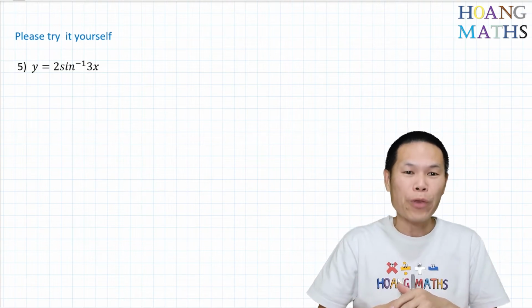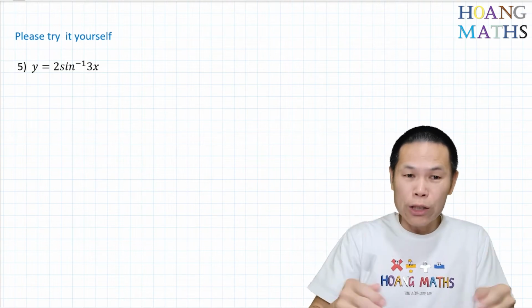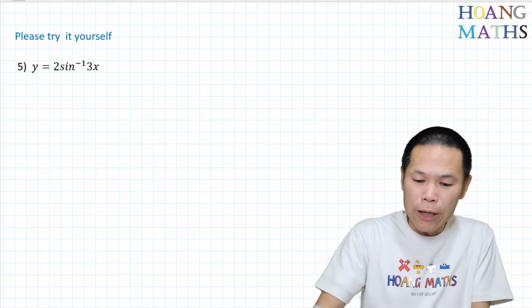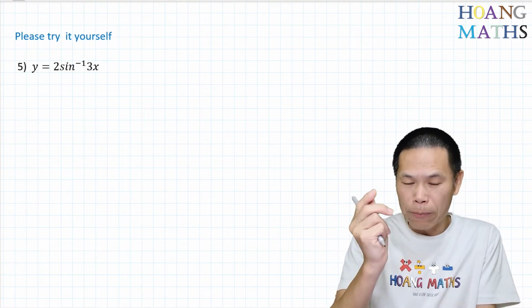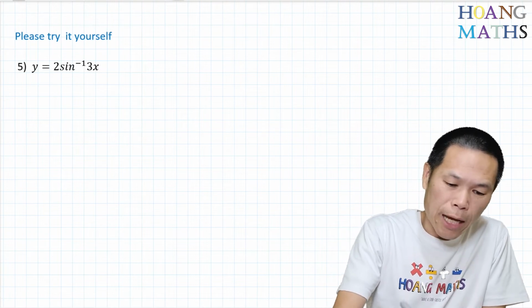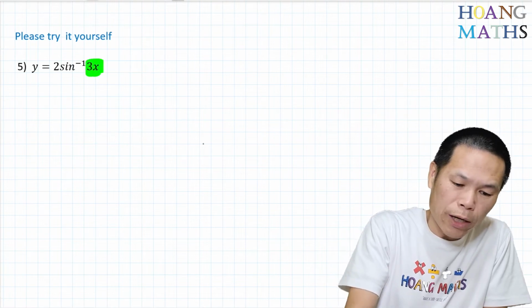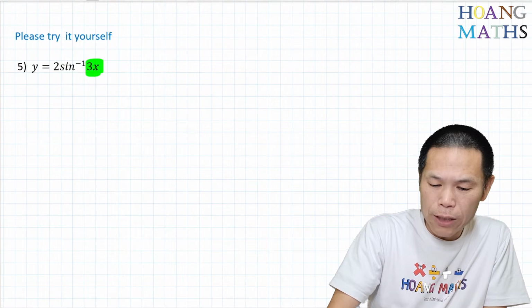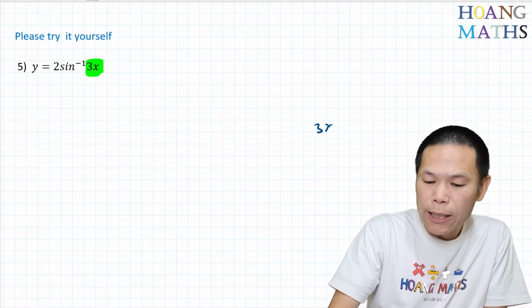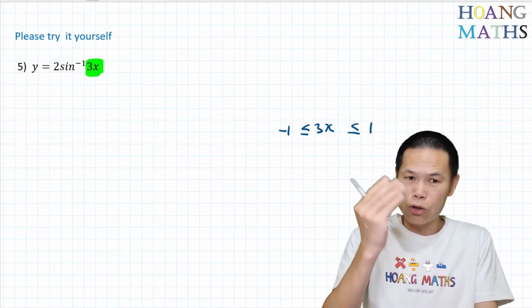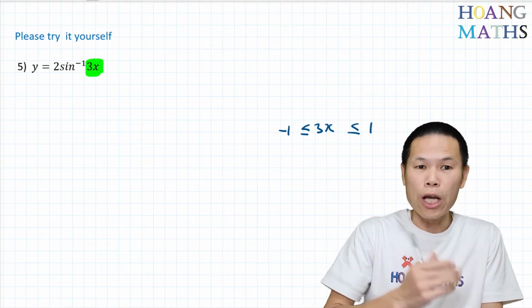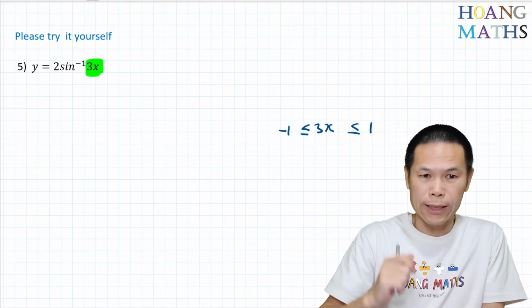So let's get into it. First of all, we know that the domain of the inverse sine is always between -1 and 1. So we know that inside here must be between -1 and 1. So let me just write this down first. So 3x is always between -1 and 1. That is the domain for the inverse sine of x or 3x, yes?